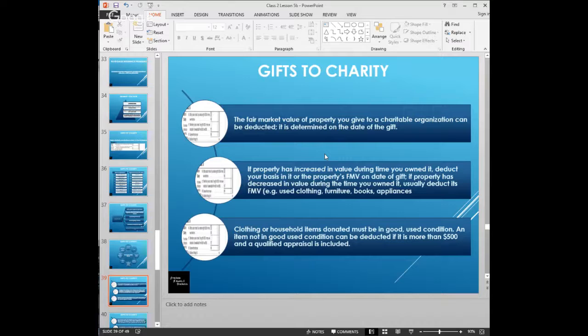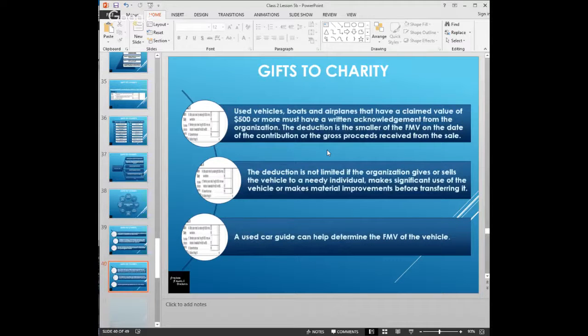Clothing or household items that are donated must be in good used condition. Also, there's a limit. If you donate more than $500, if there's any particular item that's more than $500, you need to have a qualified appraisal on it. Also, if you donate more than $500, you need to fill out additional paperwork with your Schedule A, being very specific about the items that you donated, the date you donated them, and the organization.